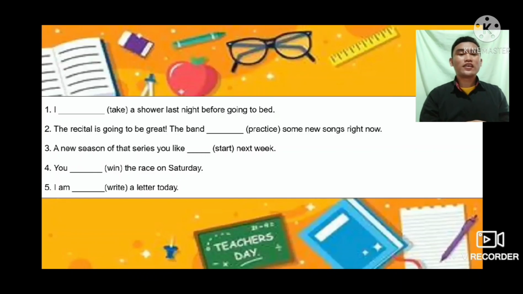Correct. Lastly, number 5. How about you again, Miss Bagasbas, since you are raising your hand? Correct, Miss Bagasbas. The appropriate verb to be used to change write is writing. I am writing a letter today, because this sentence is in the present tense.